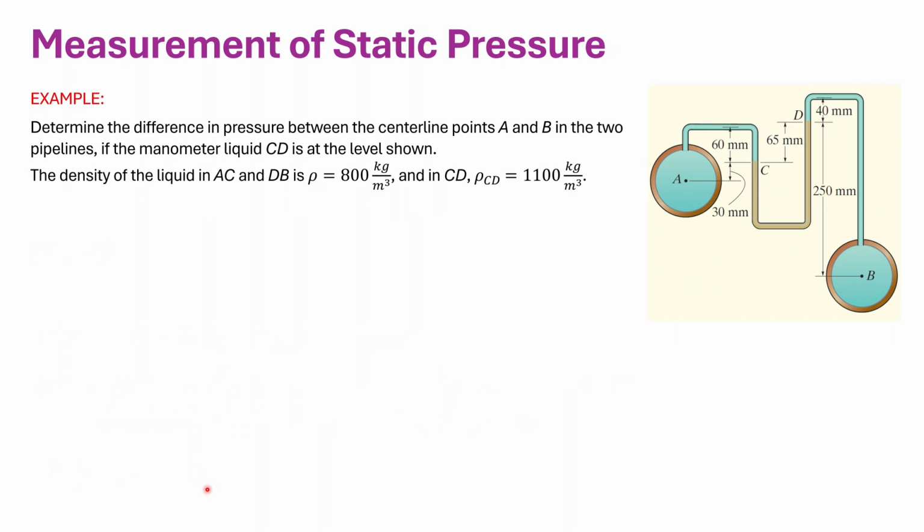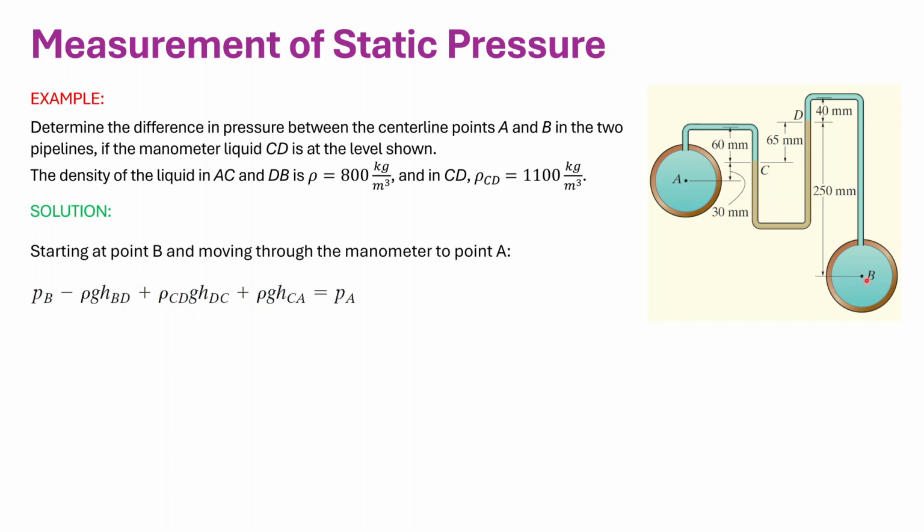Another example: determine the difference in pressure between the center line points A and B in the two pipelines if the manometer liquid CD is at the level shown. The density of the liquid in AC and DB is rho equals 800 kilograms per meter cubed, and in CD, rho CD equals 1100 kilograms per meter cubed. Starting at point B and moving through the manometer to point A. So we can start from B and then go this way.